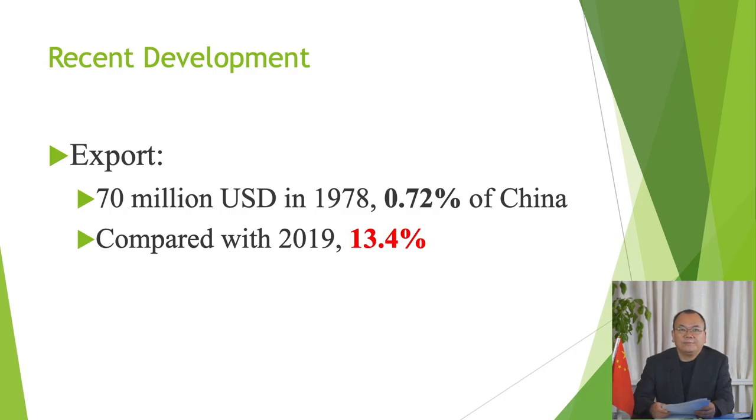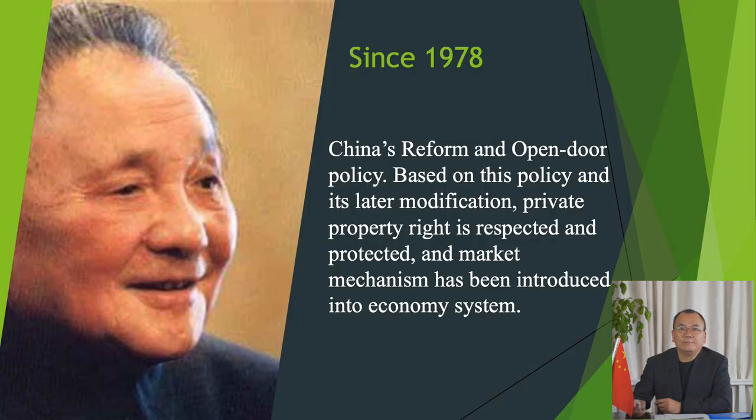And for the export, in 1978, Zhejiang had a poor export, only $70 million, only 0.72% of China's total. Compared with last year, 2019, it was 13.4%, a sharp increase. Things changed since 1978.